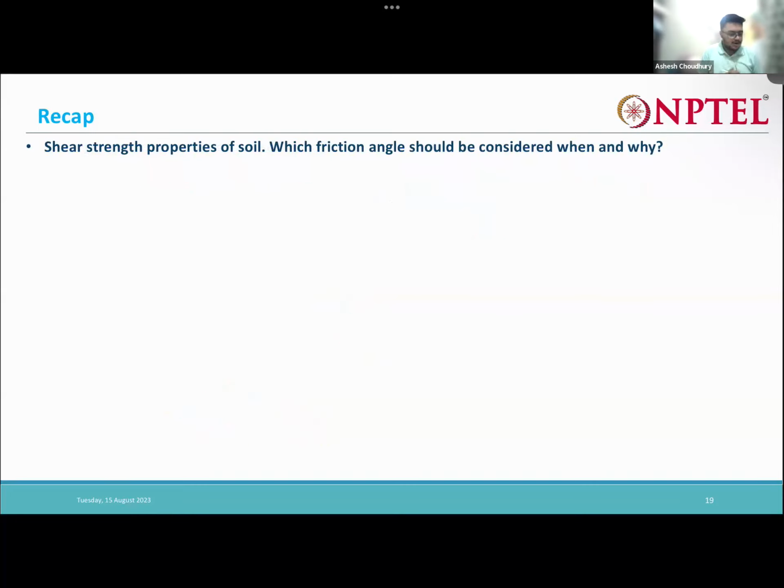Now the most important question. You should be able to answer this, because this is highly conceptual. Now, which friction angle of the soil should be considered, and why?